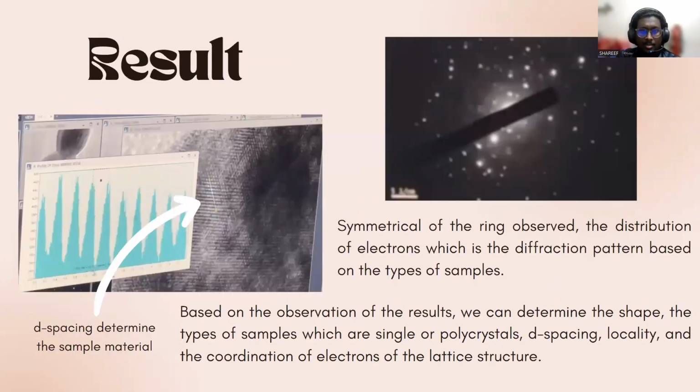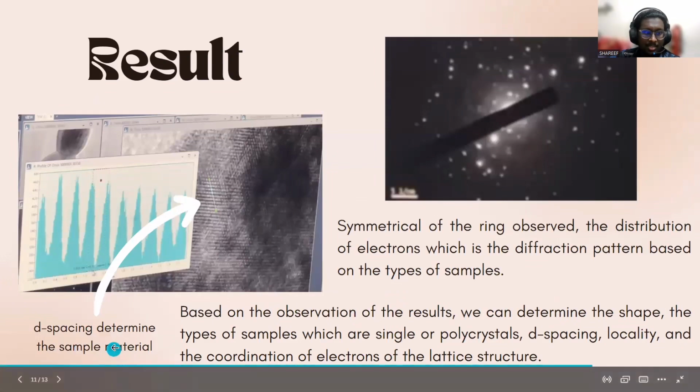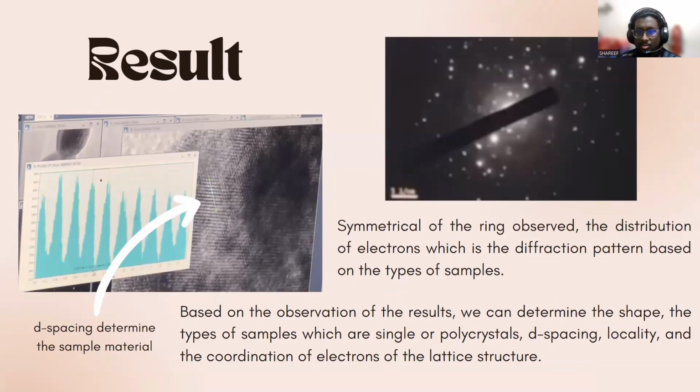And here we can see the d-spacing to determine the sample material. We can observe the symmetry of the rings and the distribution of electrons, which is the diffraction pattern based on the type of sample. Based on the observation of the result, we can determine the shape, the type of sample, whether single or polycrystals, the spacing, locality, and the coordination of electrons in the lattice structure. The sample we used is one of the master students' samples, and he said it is a mixture of copper and ceramic, if I'm not mistaken.